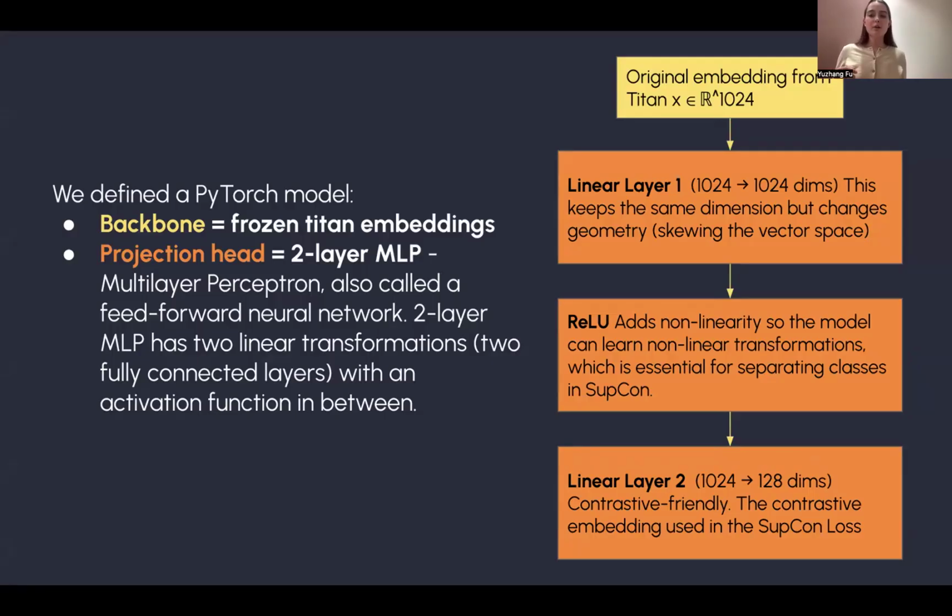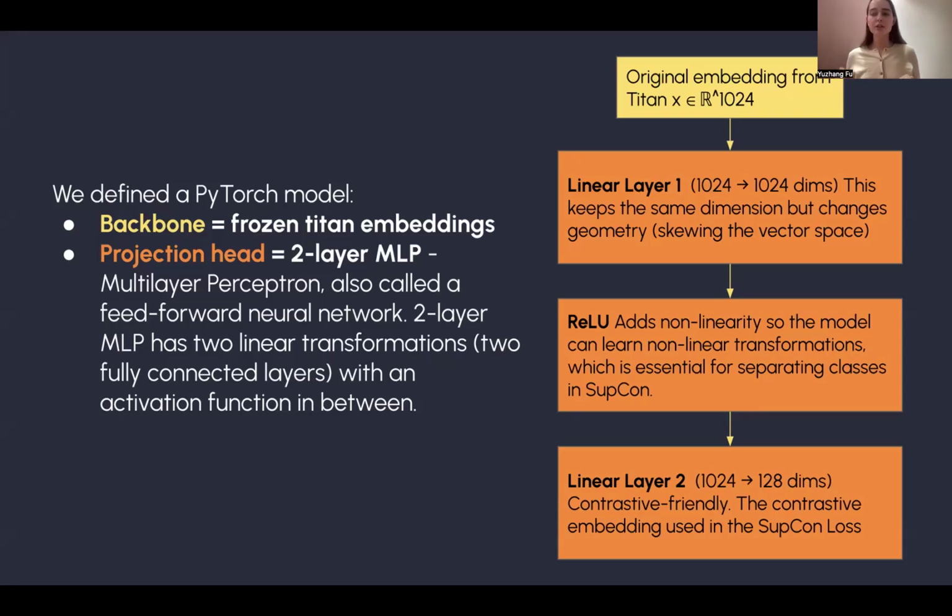We used that and applied a projection head, a two-layer multi-layer perceptron, also called a feed-forward neural network, that has two linear transformations with an activation function in between. If we look on the left-hand side, at the yellow box, we start with the original Titan embedding that has 1024 dimensions.